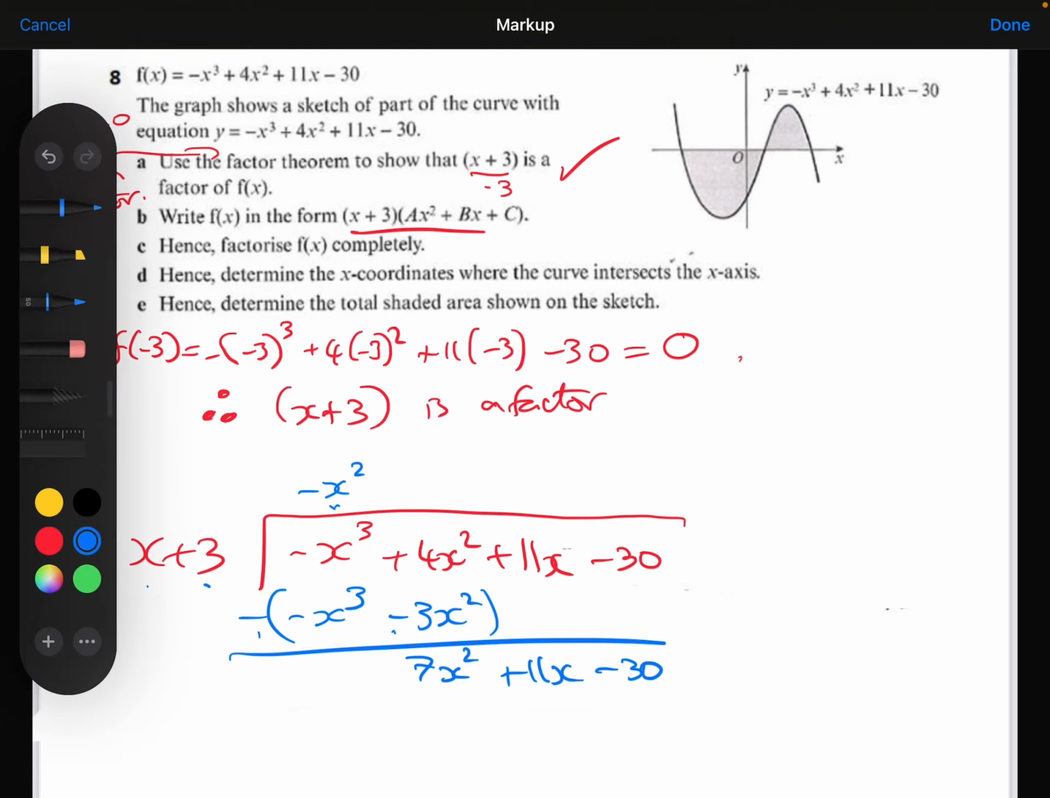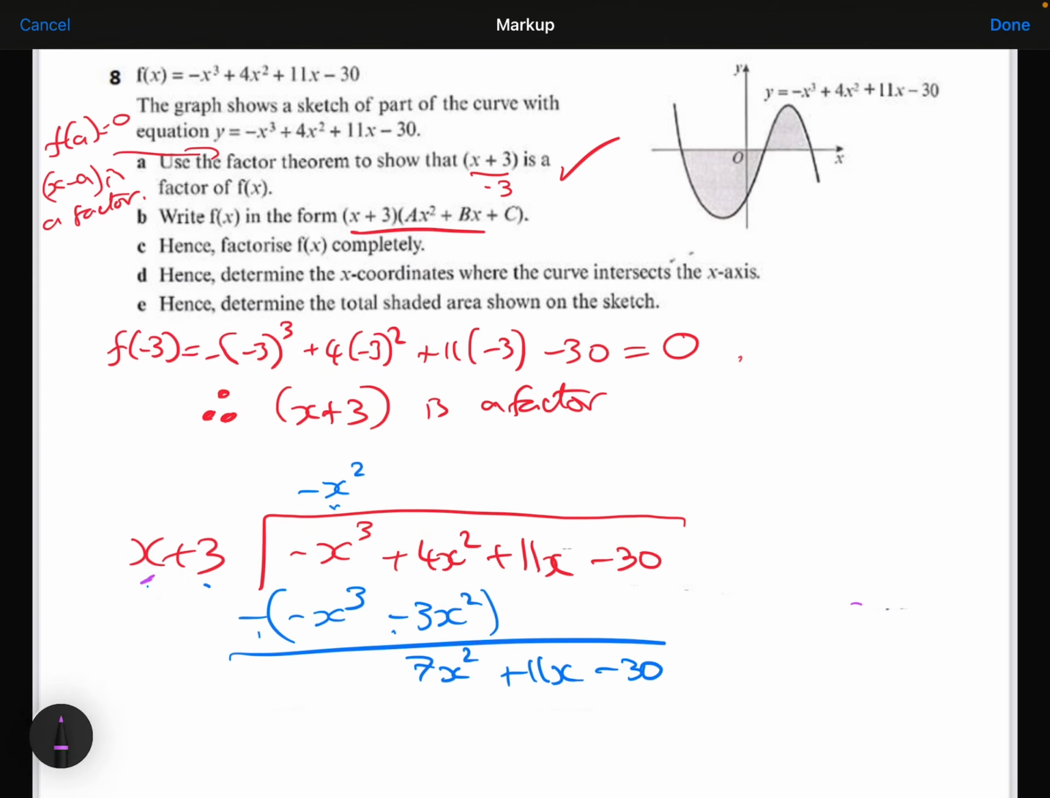Right, I'm now going to repeat the process. Use a different colour for that. Right, x into 7x squared goes 7x times. Multiply that out. 7x times x is 7x squared. 7x times 3 is 21x. And we're going to take that away. The 7x squareds cancel out. The 11x take away 21x is minus 10x. The minus 30 take away 0 is minus 30.